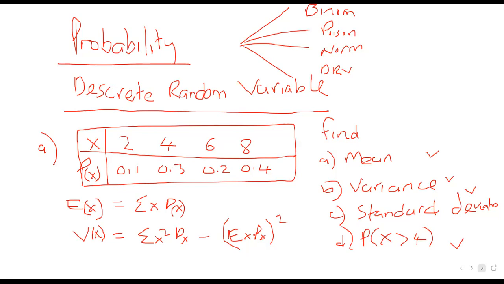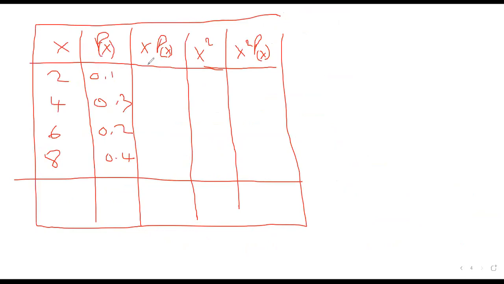So you extract the information as follows. Values of X, we have 2, 4, 6, 8. The probabilities, we have 0.1, 0.3, 0.2, and 0.4. When you add the probabilities, they should give you 1. And the mean, which is also the expected value, is simply found by multiplying the values of X times the respective probabilities. So the mean, sometimes they'll ask you to find E(X).